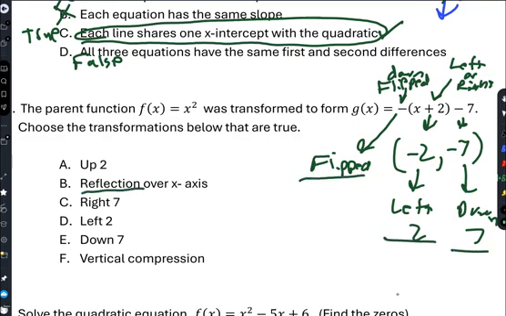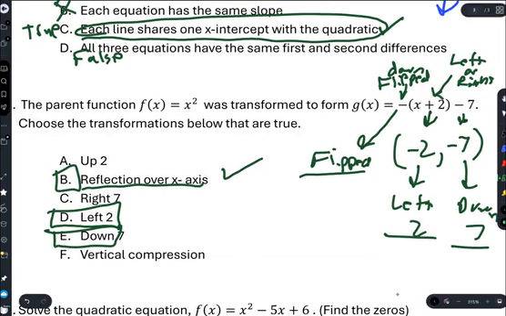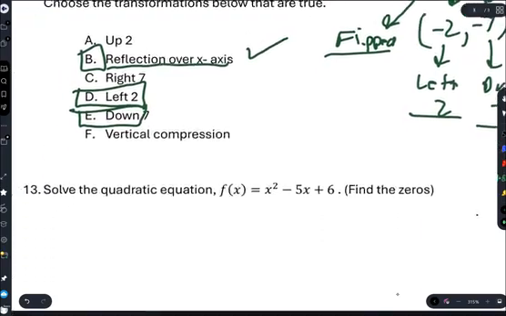So it's a reflection over the x-axis. That's true. That's the negative. I need to go left 2, which is this one, and I need to go down 7, which is this one. So this problem, I would pick B, D, and E. Remember, this number is the opposite. It's your left or right number. Make sure you know that.